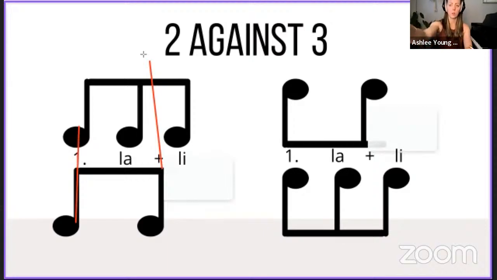So when we're doing the 2 against 3 and we're doing this example here that I've drawn the red lines on, what's happening is we're playing together, right, left, right. We can actually say that a few times to give our hands really clear signals and directions about what we're doing. So let's do that. Together, right, left, right, together, right, left, right.